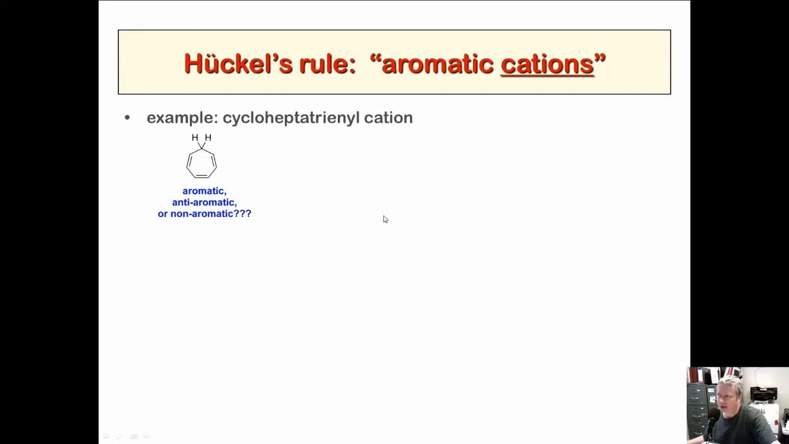Okay, how about aromatic cations? What's the difference between an anion and a cation? Well, an anion is negative, a cation is positive. So this molecule first, is it aromatic, anti-aromatic, or non-aromatic? Well, you count the double bonds and electrons: 2, 4, 6. Does that match 4N or 4N plus 2? It's 4N plus 2.